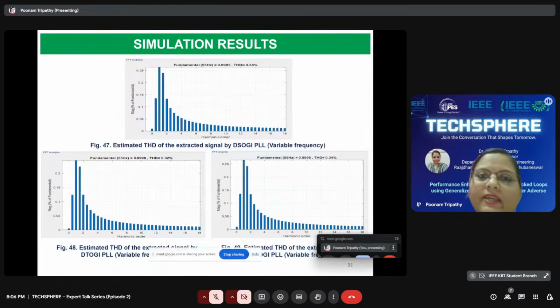So these are once again the THD analysis showing that all of them are well within the IEEE standard limit, that is less than or equal to 5%, showing their efficacy and advancements.